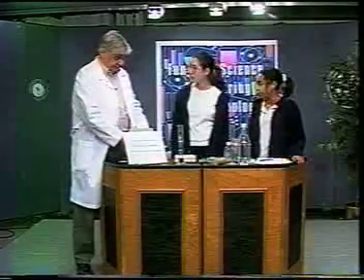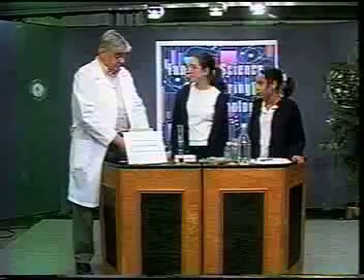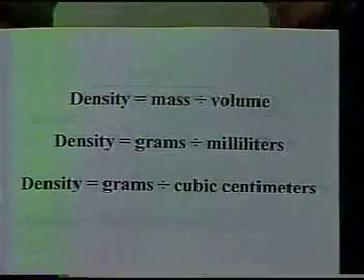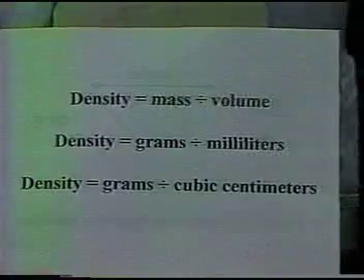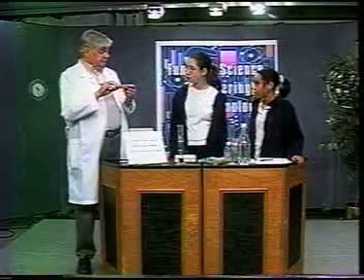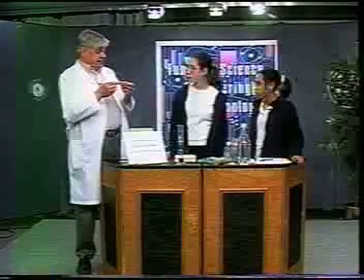So we have a mathematical formula for density. You know what it is? Mass over volume. Density is equal to the mass, or how much material there is, divided by volume, the space that it takes up. So if I were to take this piece of wood, it has a certain volume and it has a certain mass, and if I divide its volume into its mass, I end up with the density of this piece of wood.